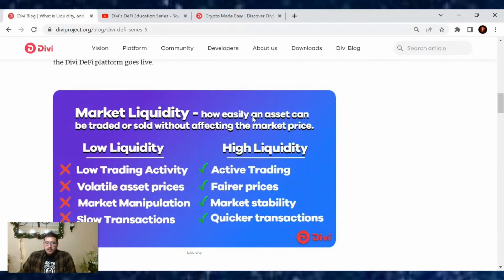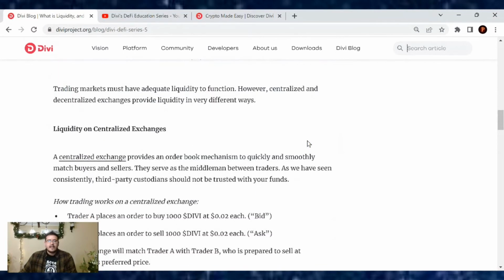Now, market liquidity, the definition: how easily an asset can be traded or sold without affecting the market price. If a market has low liquidity, it has low trading activity, volatile asset prices, possible market manipulation, and slow transactions. If you have high liquidity, though, you have active trading going on, fairer prices for all, market stability, and quicker transactions. So yeah, having higher liquidity is good to have.